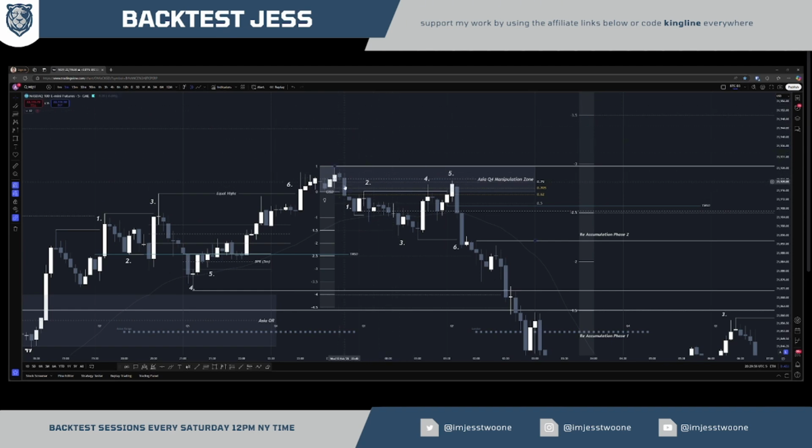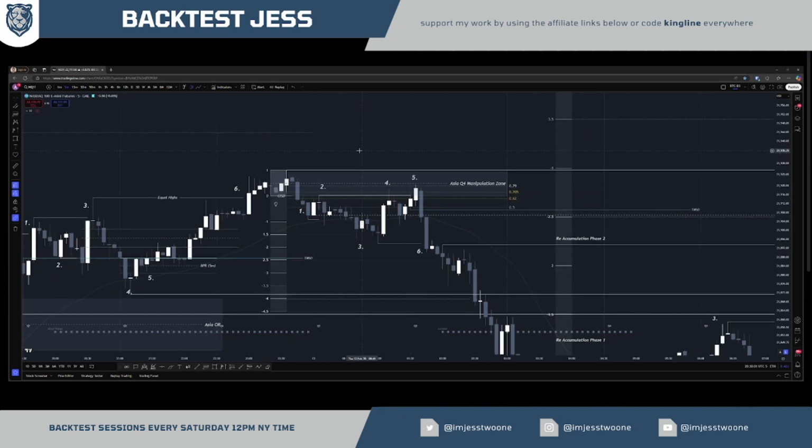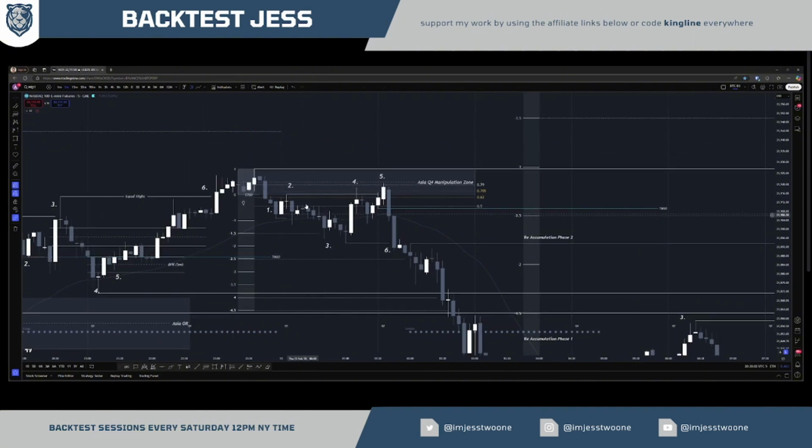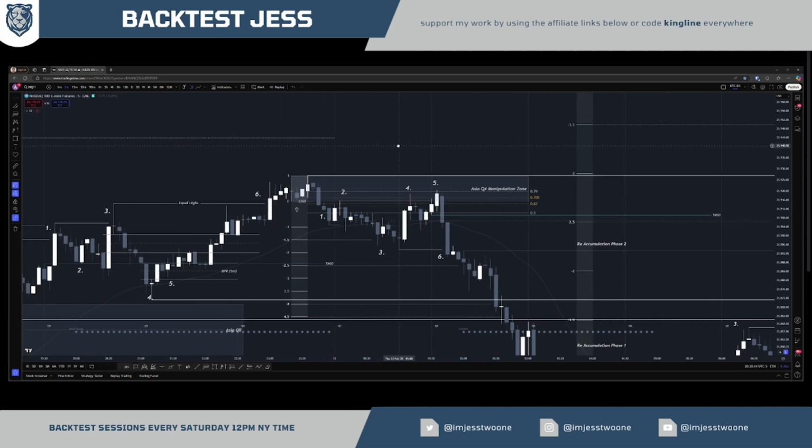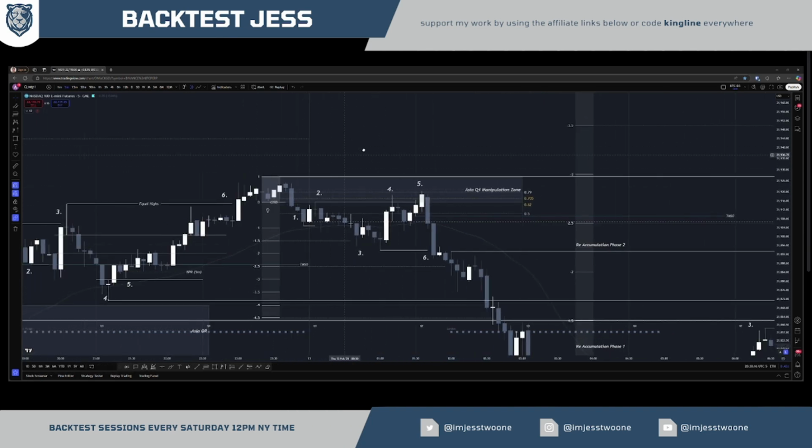We got our displacement here through the change in state of delivery. Come back, we can do an OTE swing of this as well from here. And we can map out this whole zone to be our plausible manipulation swing for Asia.